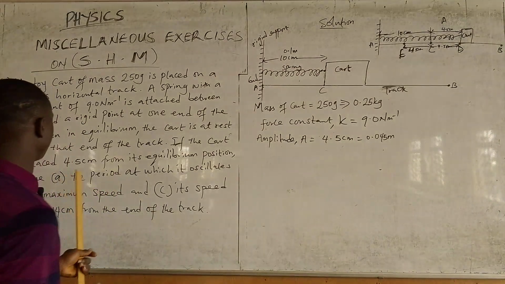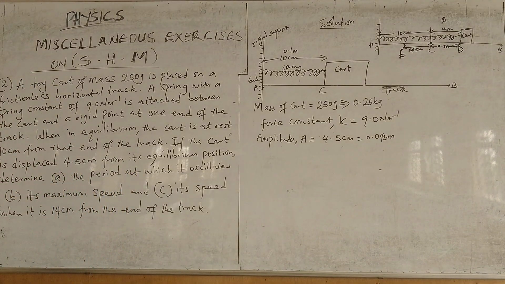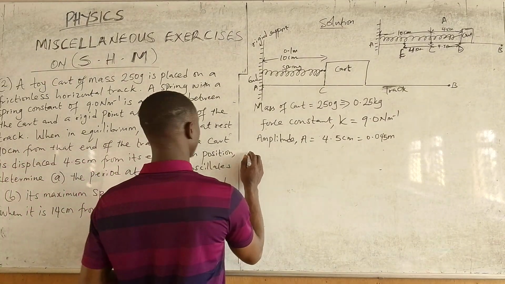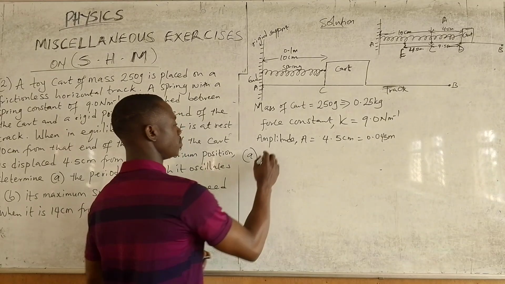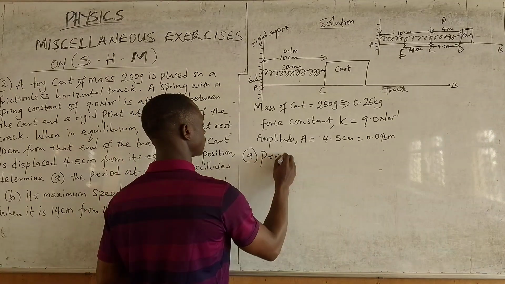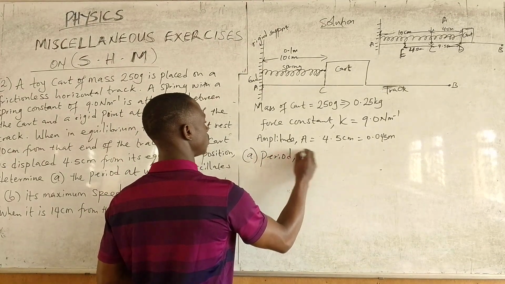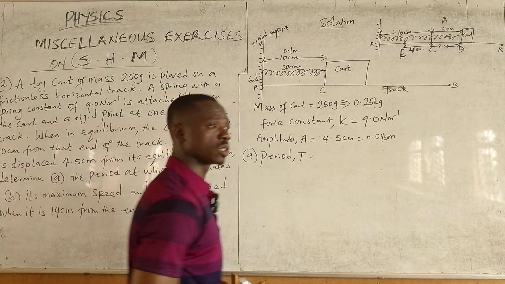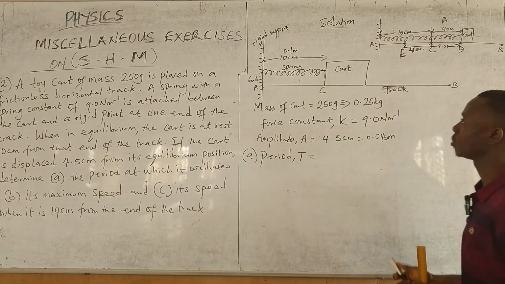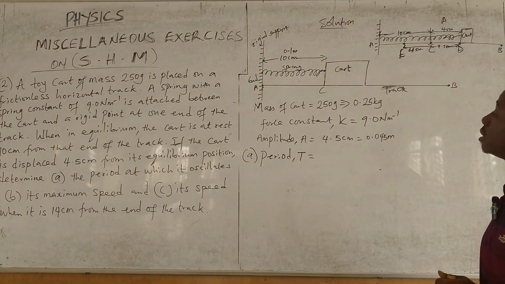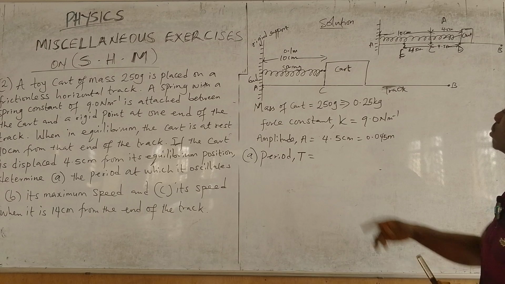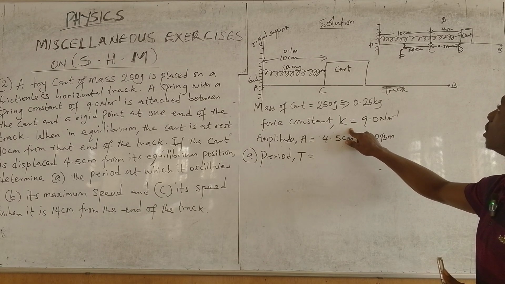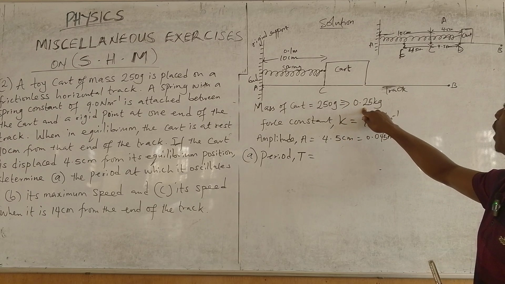So we are to determine the period at which it oscillates. So question A, what's the period, T? Now, from all the values we have here, which formula do you think is going to be suitable to calculate the period? Do you have any formula relating amplitude to period? What of K? What of M?